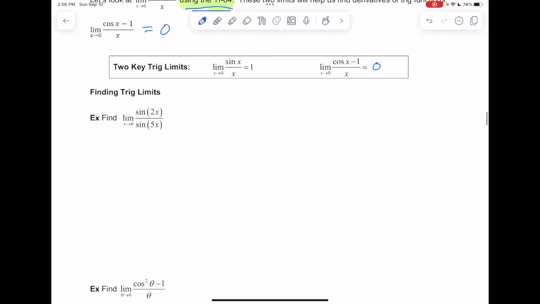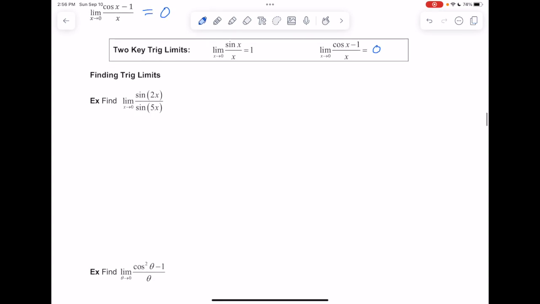All right, so we're going to play around with these two limits a little bit, evaluate a couple things with them, and then we'll move on to get our formulas for the derivative of trig functions. So the first example we want to look at is, let's find the limit as x approaches 0 of sine of 2x over the sine of 5x. So we want to use one or both of these new theorems that we got, and since this one has sine only in it, we'll probably use this first one.